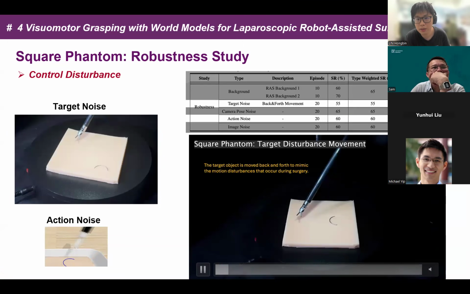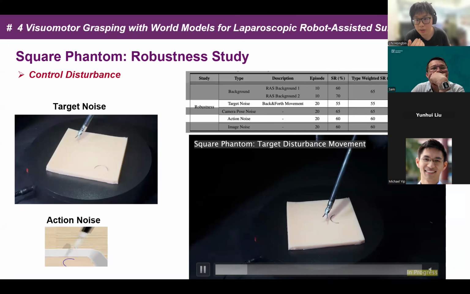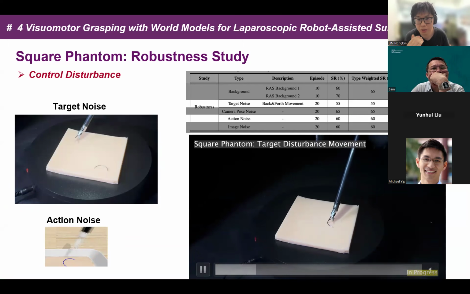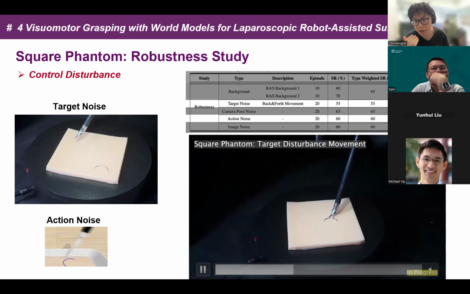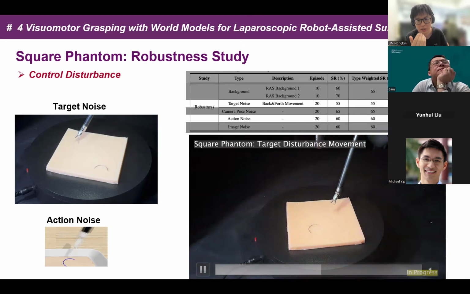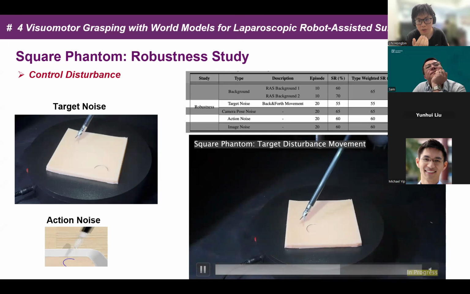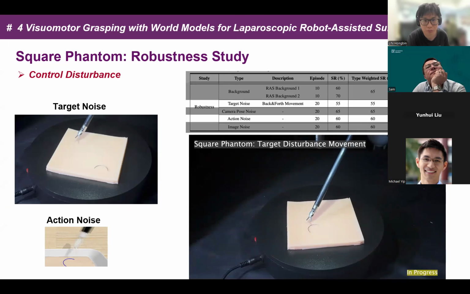We conduct a study on control disturbance for target noise disturbance. The square phantom is positioned on a motorized rotating platform. We also apply action noise for the study. These two types of disturbance experience a maximum degradation of 15% of the success rate. This highlights the strong robustness of our controller to the control disturbance.